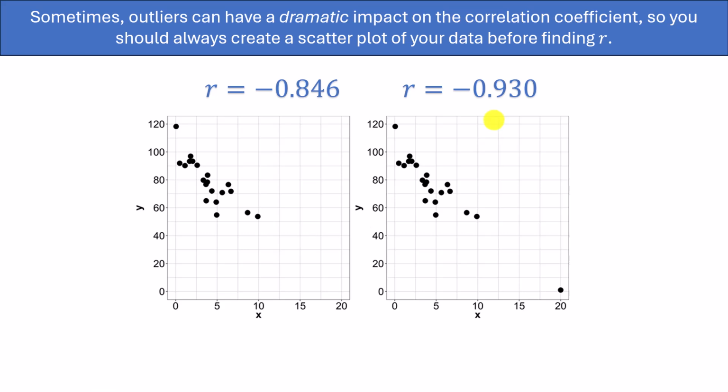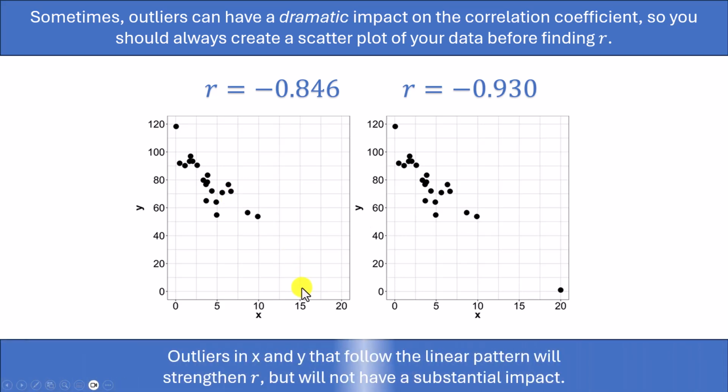So what effect did the outlier have? Well, the outlier tended, in this case, to actually strengthen the correlation, made it a little bit closer to -1. So we would say in this case, it really did not have a dramatic impact. It really just kind of strengthened the relationship here, because that outlier really was in the pattern of the other dots that were already there, right? So outliers in x and y that follow the pattern will strengthen the value of r, but not really have that substantial of an impact.